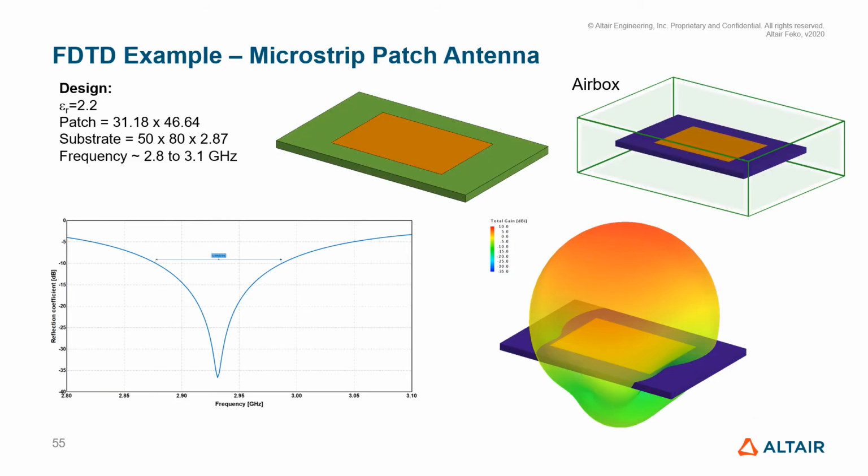So as an example, we took the same microstrip patch that we analyzed with FEM. Same case here, you use the airbox. Of course, instead of tetrahedrals as we did in FEM, here we use voxels for discretization and compute the reflection coefficient as well as the radiation pattern.